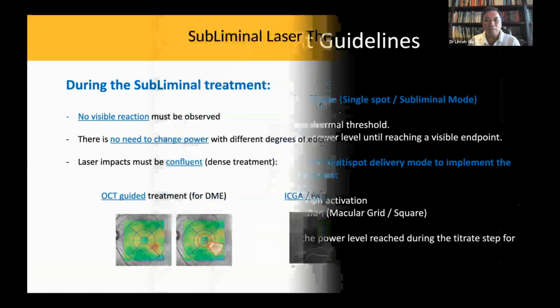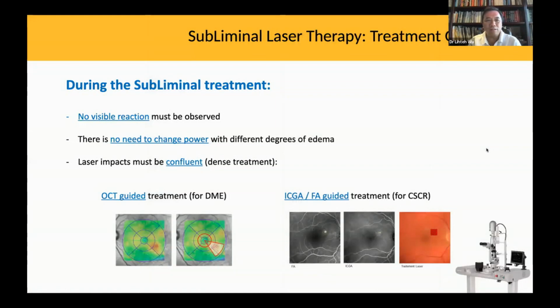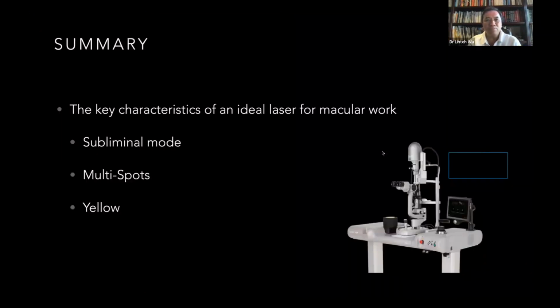I'm going to skip through this because Jay's going to talk to you about this. So in summary, the key characteristics of an ideal laser for macular work is that it has to have subliminal or micropulse mode. We talked about the importance of using multi-spots or a pattern and the importance of the yellow wavelength. Thank you very much for your attention.